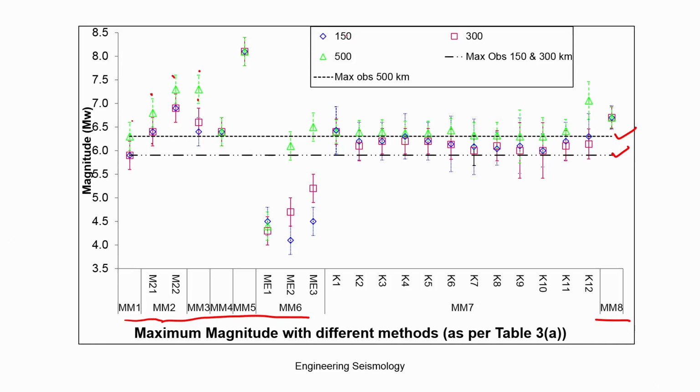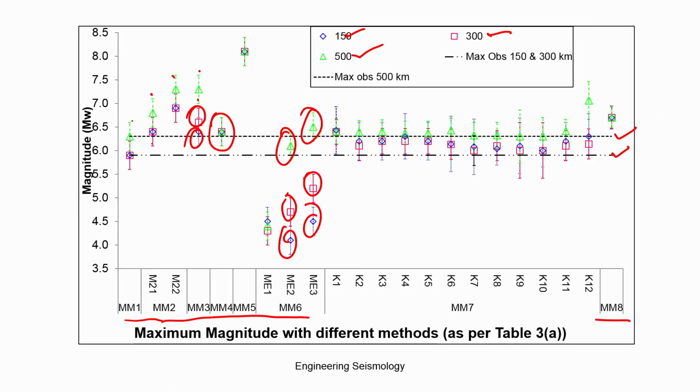As your seismic study area changes, your Mmax also fluctuates, you can see here. Your Mmax also fluctuates on all the methods, okay. So you can see here. Some of the methods even give a very different value when you change your seismic study area.